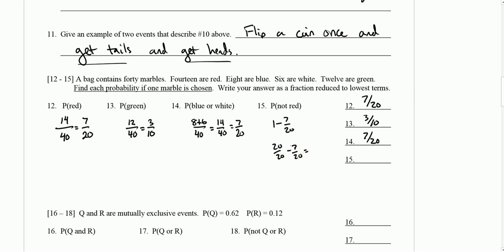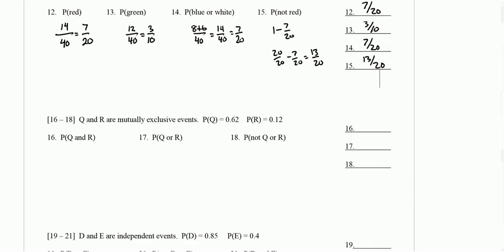Which is going to give us 7 minus 20 is 13, so 13 out of 20. 16 to 18, Q and R are mutually exclusive, meaning they cannot happen at the same time. Or it means that the probability of them happening at the same time is 0, so that's 16. That's what mutually exclusive means. Because they're mutually exclusive, we can find the probability of Q or R by adding the probability of Q and the probability of R. So 0.62 plus 0.12, which is 0.74.